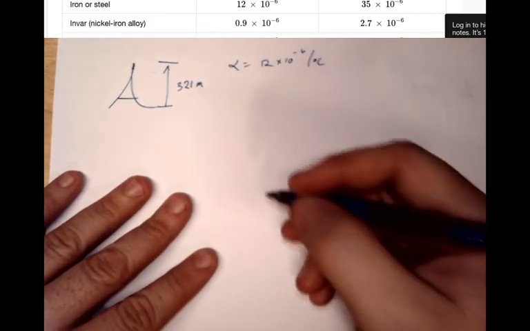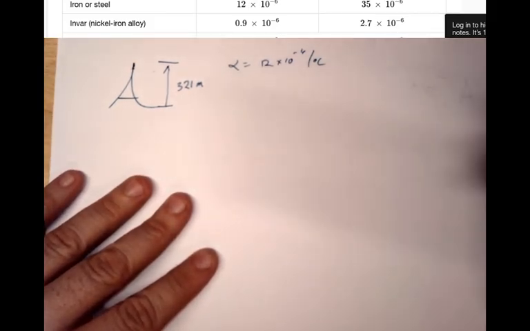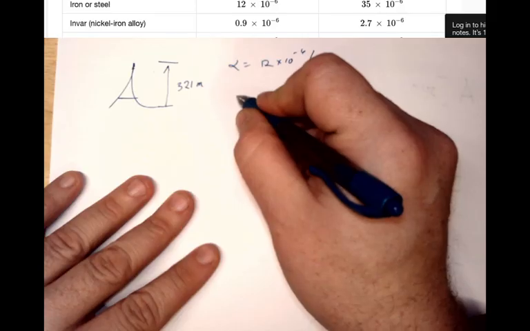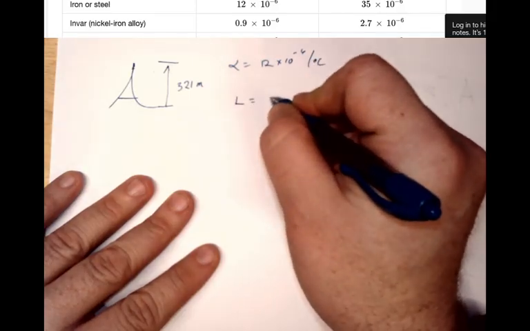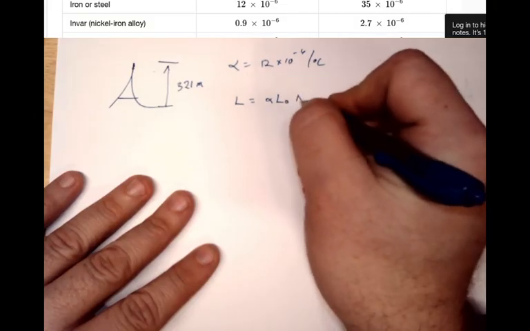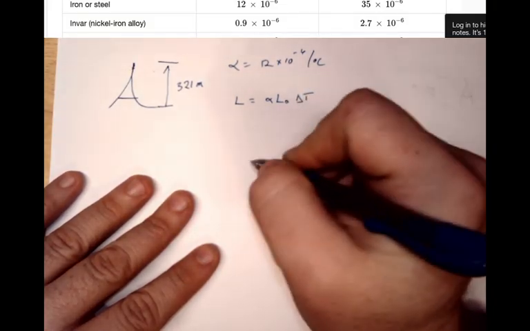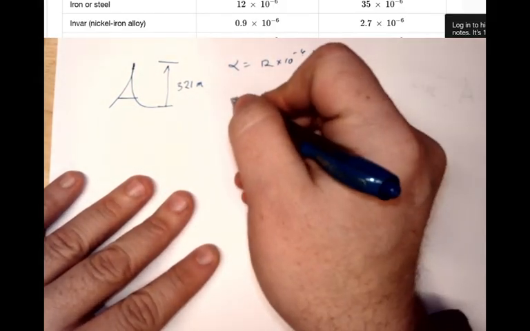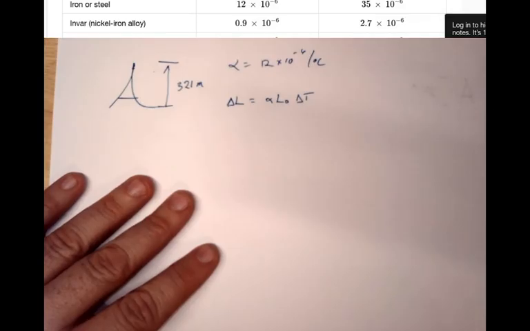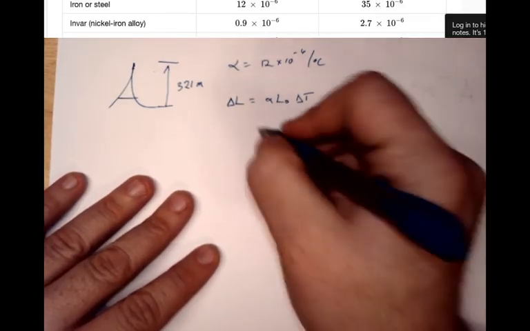So we'll do our calculation. We have one equation. It's plug and chug. All right, and we want our new length to equal alpha times L naught delta T. Delta L. We want the change in length. So this is how much extra height it will gain. And then we'll just put in what we have.